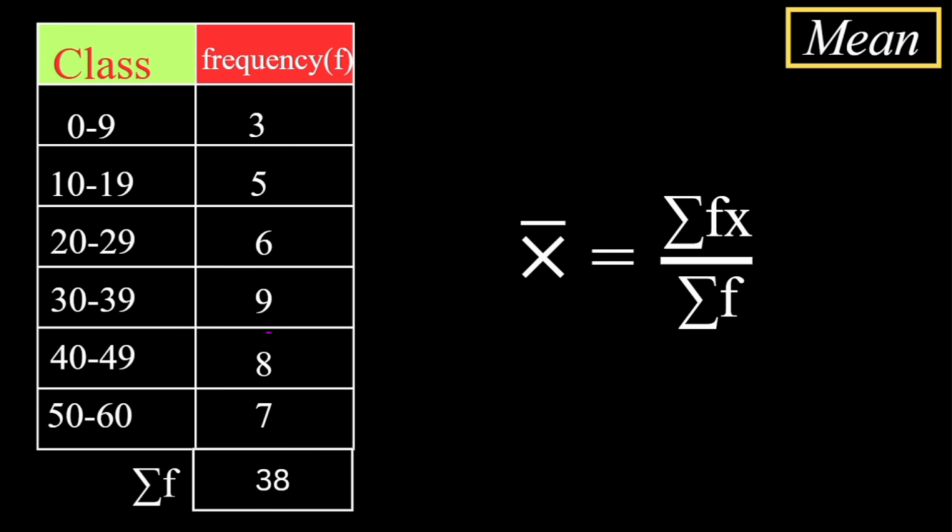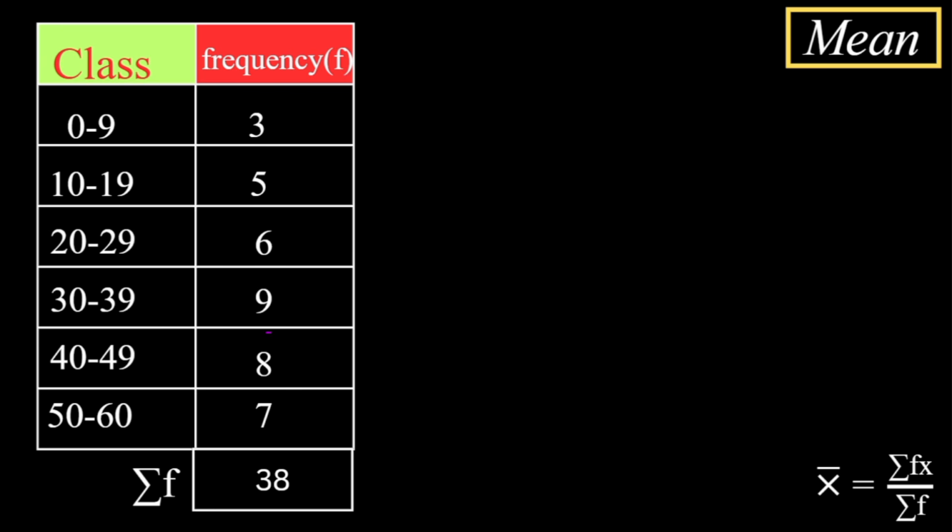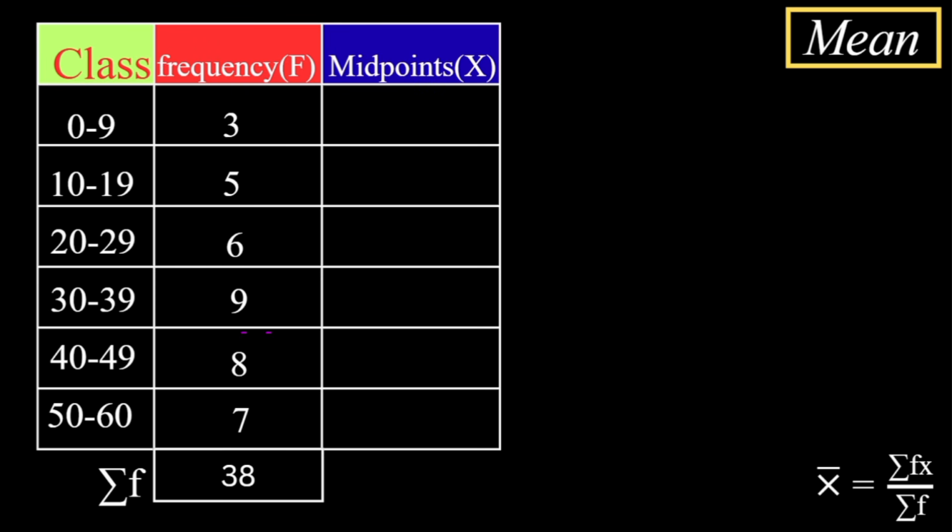The next thing we need is the summation of f of x. But you notice that we don't have the column of fx. So we need to get first the column of x. That is basically the column for the midpoints. So we shall have midpoints x. To get the midpoint is basically the addition of the lower limit and the upper limit divided by 2. For instance, for this first class 0 to 9, it shall be 0 plus 9, then we divide the result by 2, that shall be 4.5.